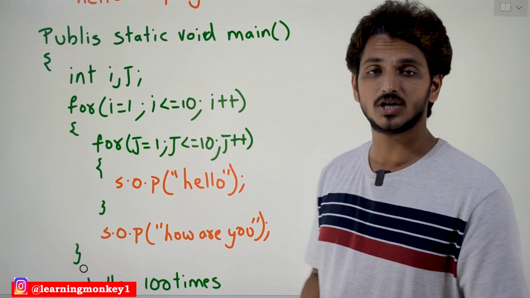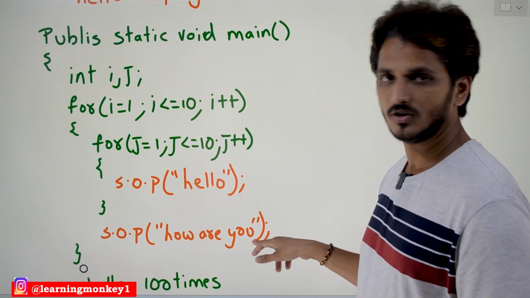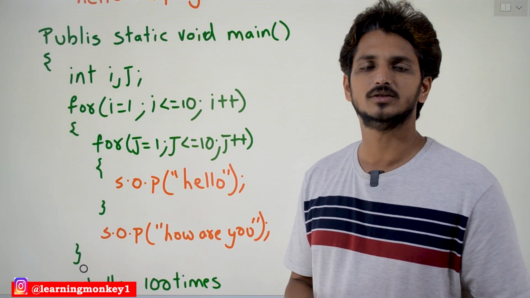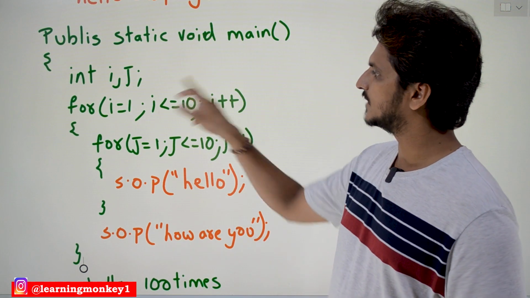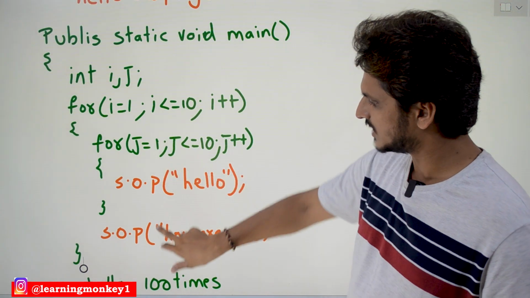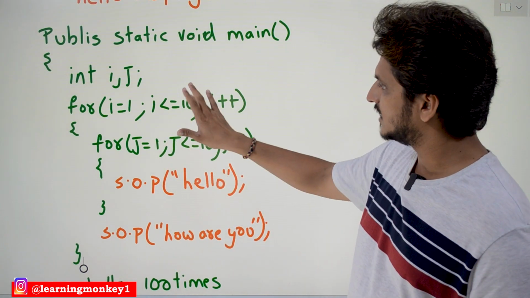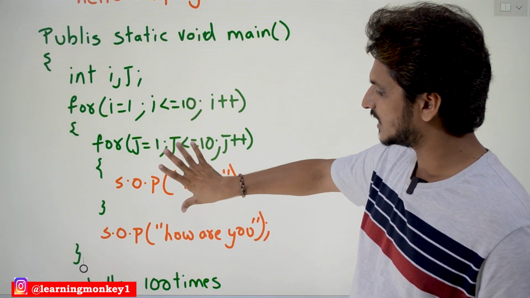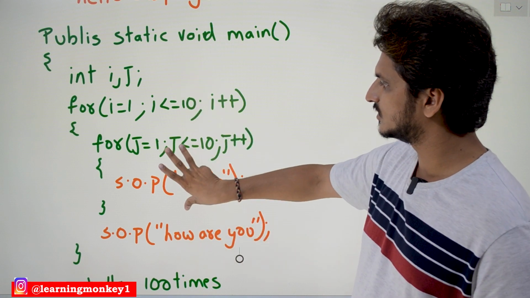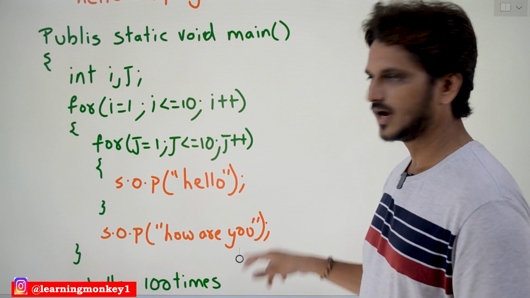Yes, there are remaining statements. So this statement is going to be executed. If multiple statements are there, those statements have to be executed. Again, i++. For i is equal to 2, again execute 10 times and display how are you. i is equal to 3, again execute 10 times and display how are you. i is equal to 4, again execute j for 10 times and display how are you.